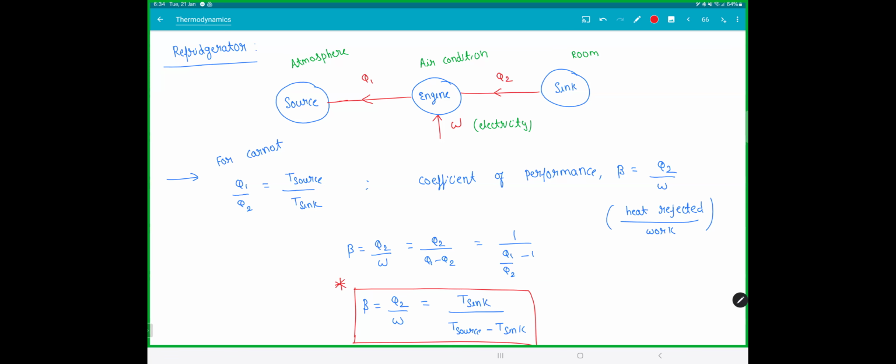See what happens. As the temperature gets closer and closer to zero, what happens? If T sync becomes zero, what happens? Beta becomes zero. That means Q2 by W becomes zero, means W is infinity, right? The meaning of this thing is as the temperature of the room becomes cooler and cooler, it requires more and more work to remove the same amount of heat. So as the temperature of the room tends towards 0 Kelvin, the work required becomes infinity, which you can't provide. Therefore, the room can never reach 0 Kelvin temperature.